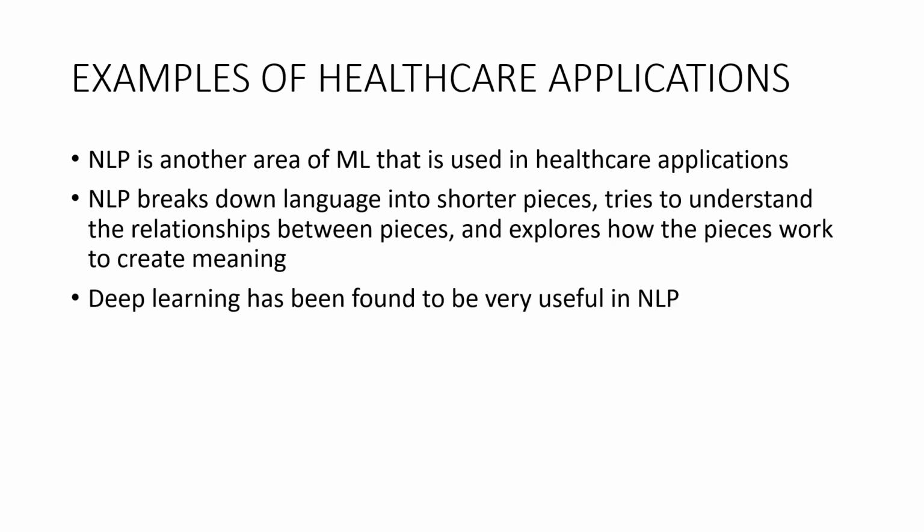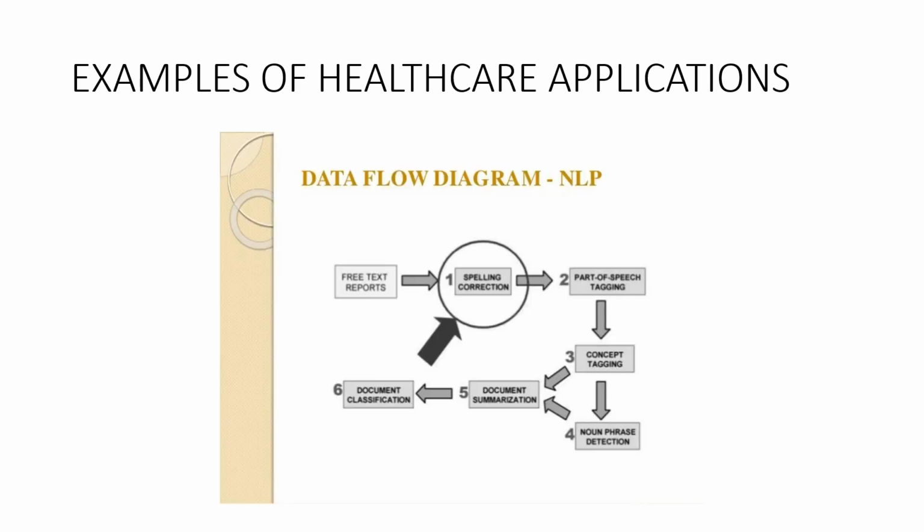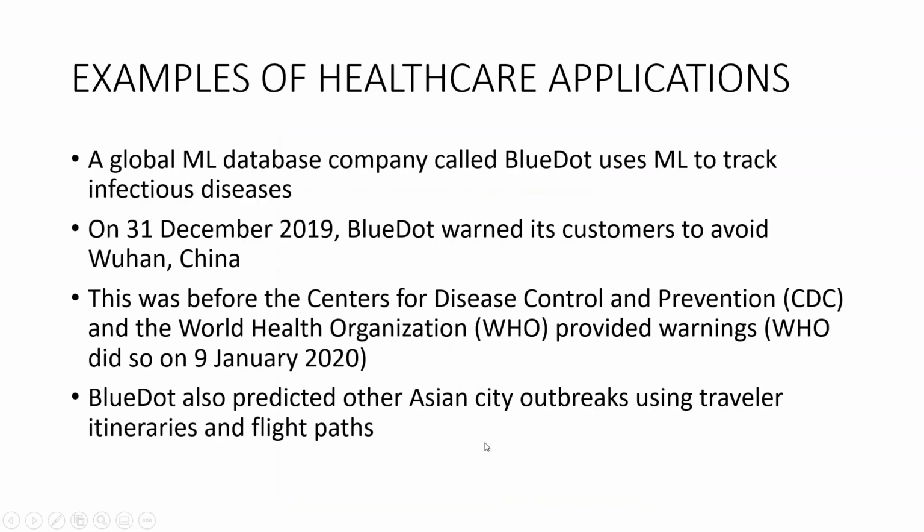Natural language processing is another area of machine learning that's used extensively in healthcare applications. It basically breaks down language into shorter pieces and tries to see what it says. Deep learning has really been a major boon to the natural language processing community. Here's a simple diagram: start here in the upper left with free text. You correct any spelling, do part of speech tagging, like is it a noun or verb, identify the concepts and all that. Basically you come up with some sort of more organized way of expressing what that statement said.